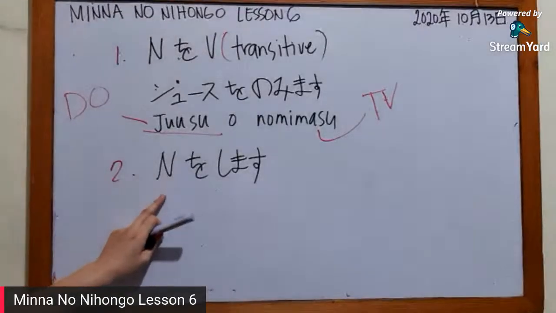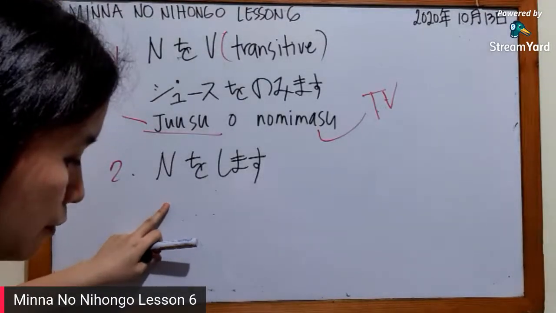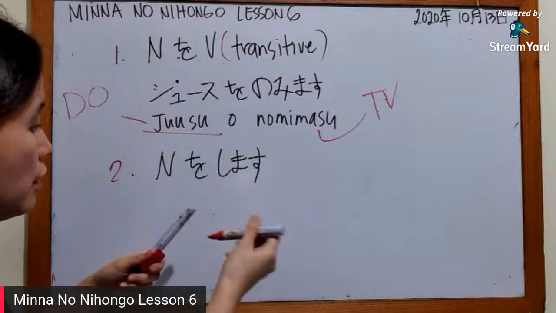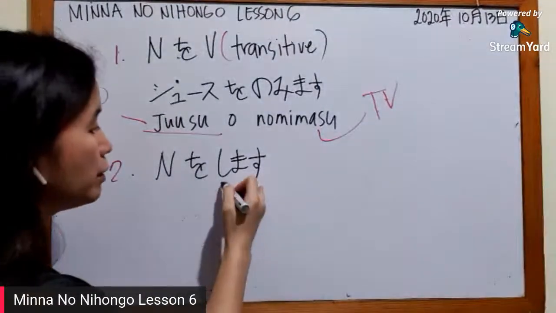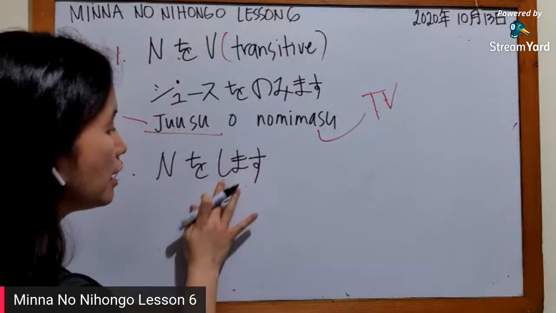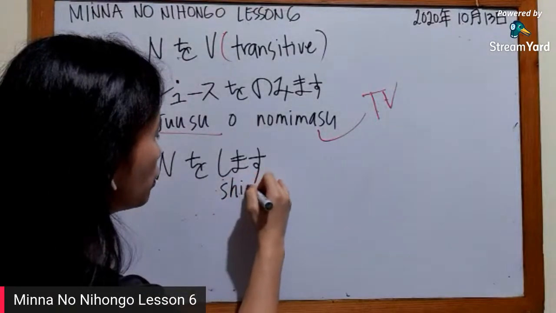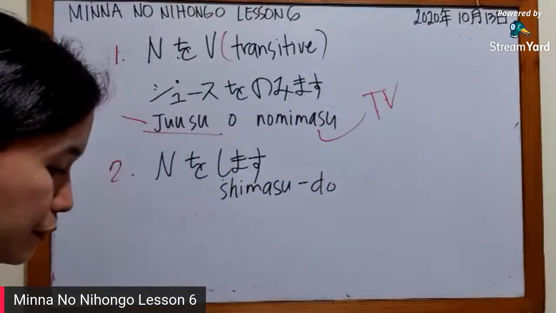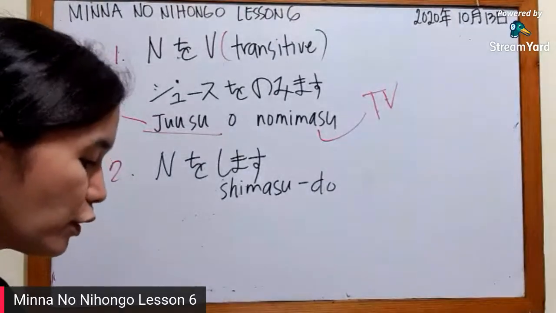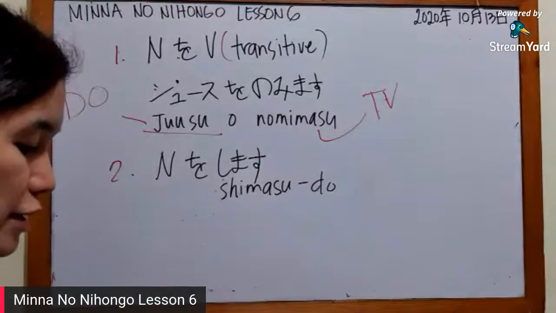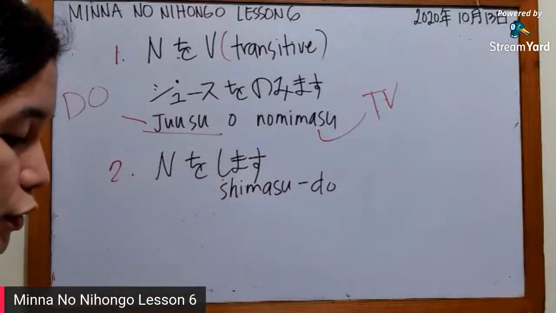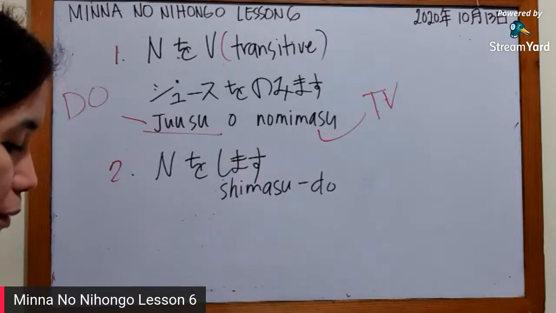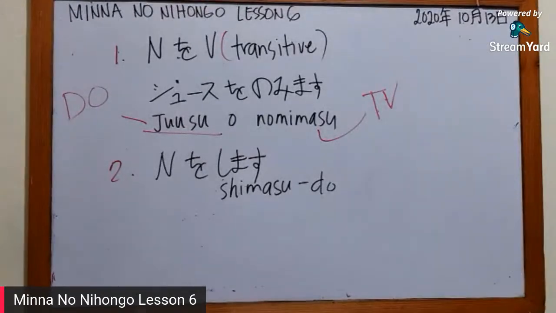And then for our second grammar point, this shimasu. This is the verb in English that means do, shimasu. So the words used as the objects of the verb shimasu cover a fairly wide range. It means that the action denoted by the noun is performed.